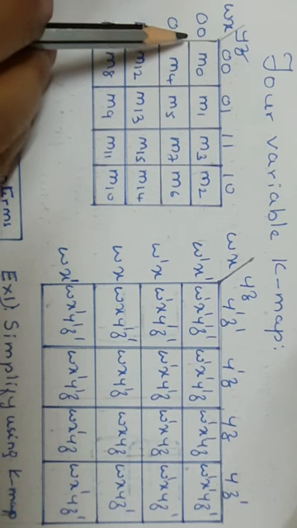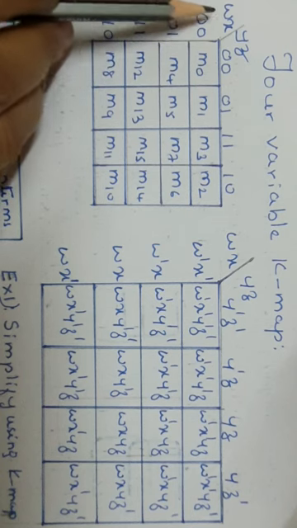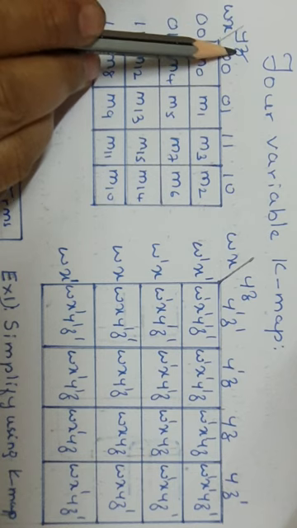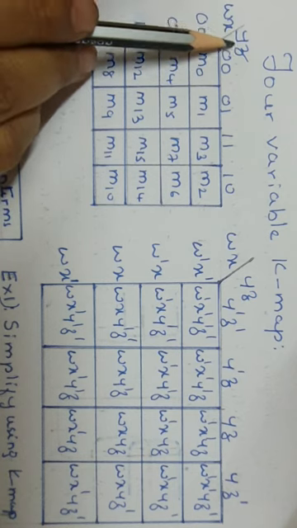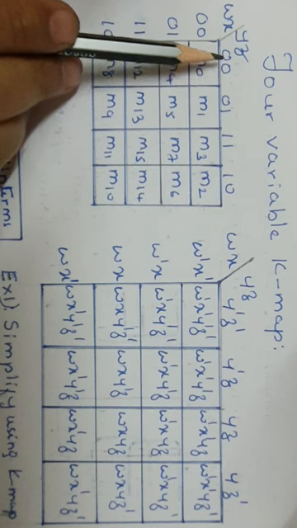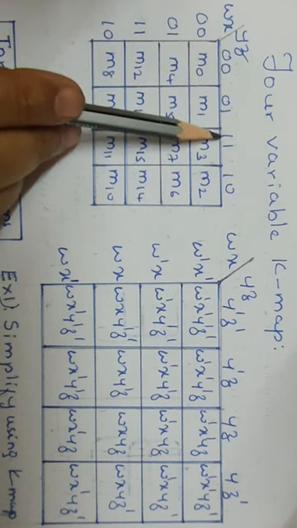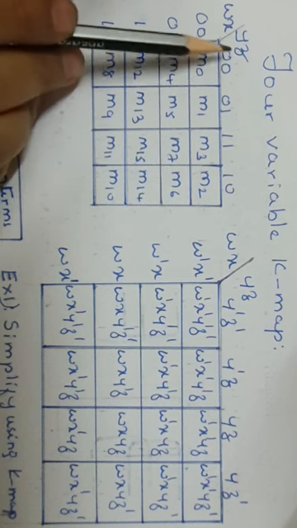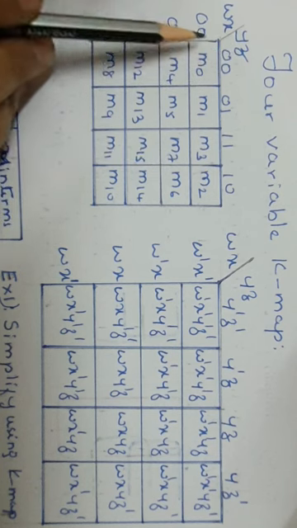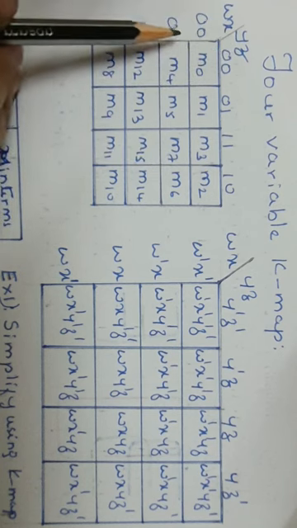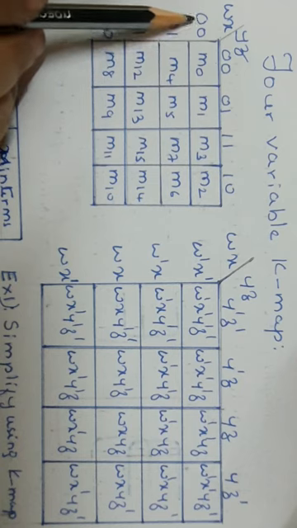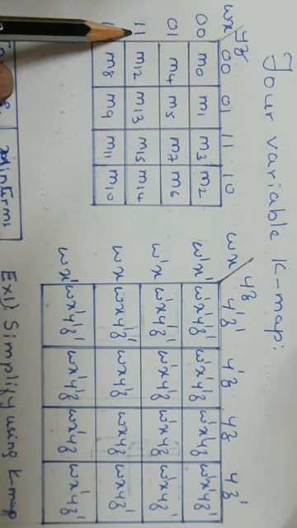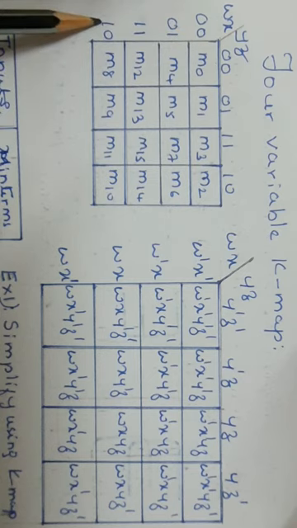If input variables are w, x, y, z, two will be written here, that is w, x are written here, y, z are written here. For any two variables, 4 combinations will be there, that is 0 0, 0 1, 1 1, 1 0. These are the 4 combinations for y, z variables. Here for w, x, the 4 possible combinations are 0 0, 0 1, 1 0 and 1 1. So they are written here.